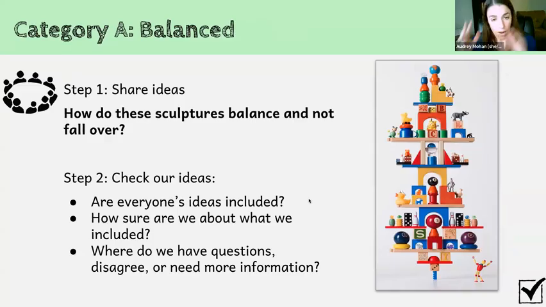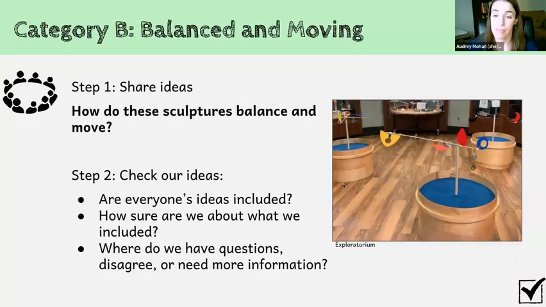And so we have our examples chart, and now we're going to add all of our ideas about how we think this type of balanced sculpture works, this one that's not moving, it's just staying still. And we want to add all of our ideas about how this type of balanced sculpture works. It's balanced and it's moving and it doesn't fall over. So how does that work? We want to gather as many ideas as we can.